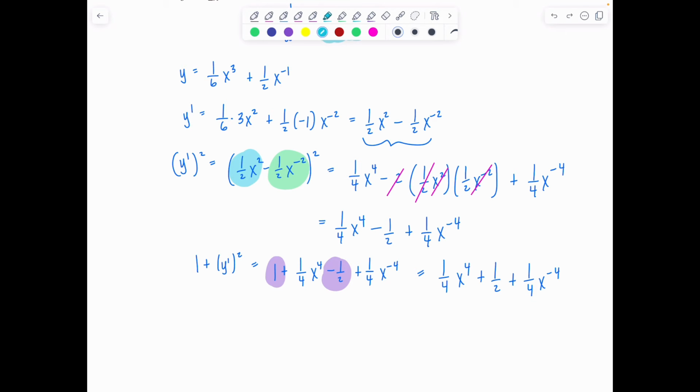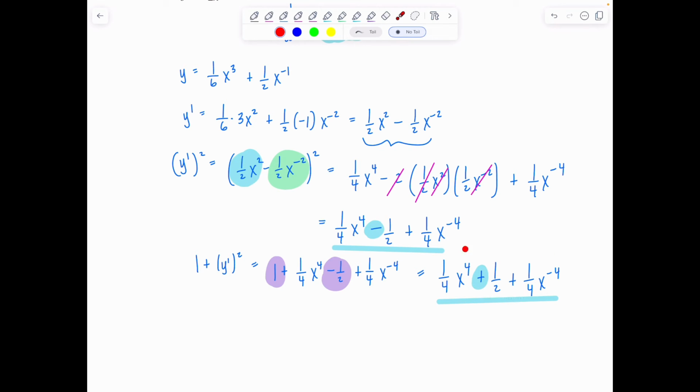I want you to look right here and notice that up above, we had almost the exact same expression. It's just one little baby thing that is different. Do you see the one little baby thing? Now we have plus 1/2. Earlier we had minus 1/2. And remember, this little expression here came from squaring 1/2 x squared minus 1/2 x to the negative second.